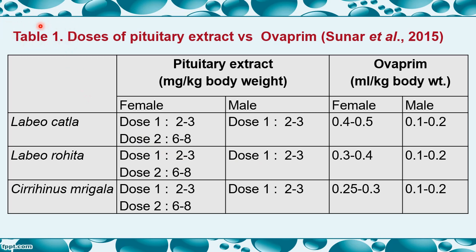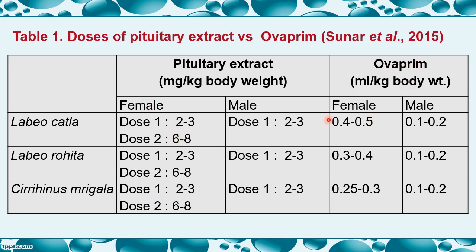The data presented in this table shows the differences between induced breeding by hypophysation and induced breeding by synthetic hormone. You can see doses of pituitary extract versus ovaprim. In this table, 3 major carps, namely Labeo catla, Labeo rohita and Cirrhinus mrigala are shown for the use of pituitary extract and ovaprim. For breeding of females of these carps, a preliminary dose of 2 to 3 mg per kg body weight is used and a higher or second dose is 6 to 8 mg per kg of body weight. That means 2 doses are required for inducing female for breeding.